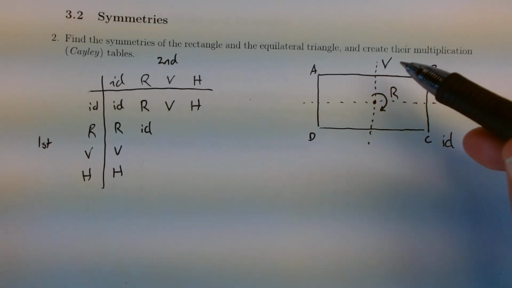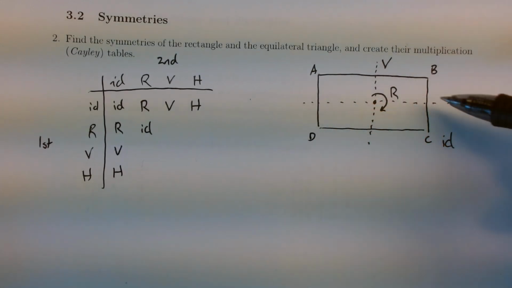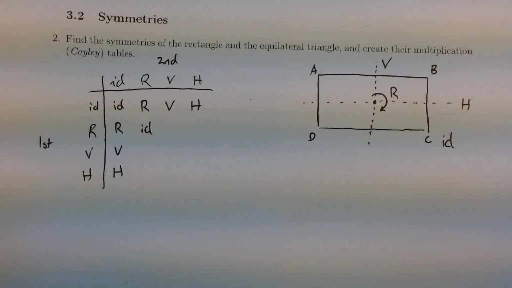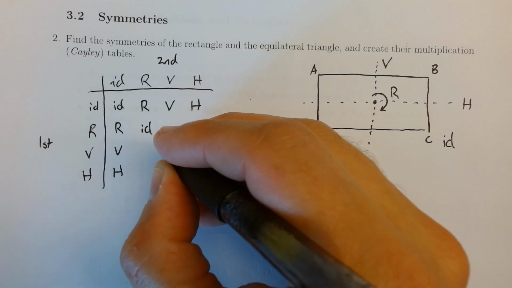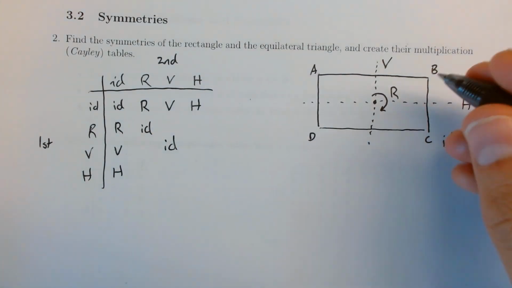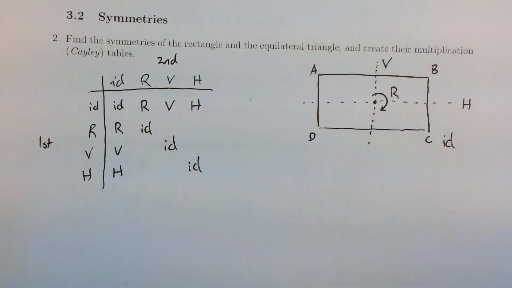And actually, that's true for the other operations as well. If I do the vertical flip, A and B and C and D switch places. If I do that vertical flip again, they just switch back. So the vertical flip followed by a vertical flip is the identity, similar with the horizontal flip.